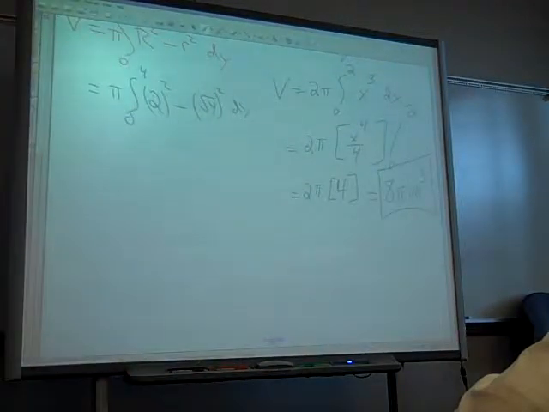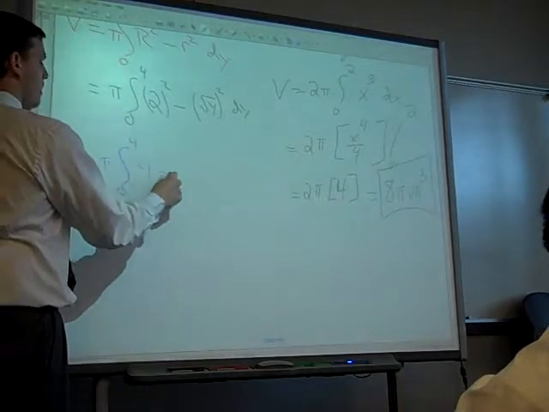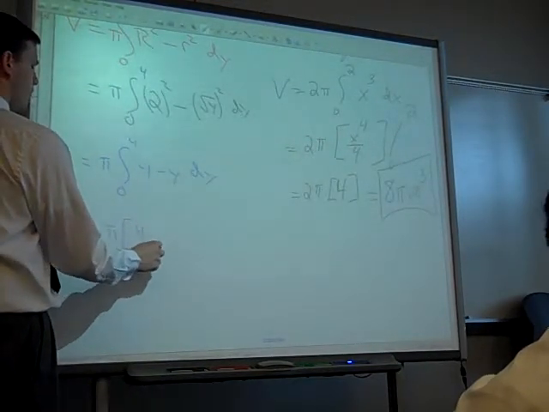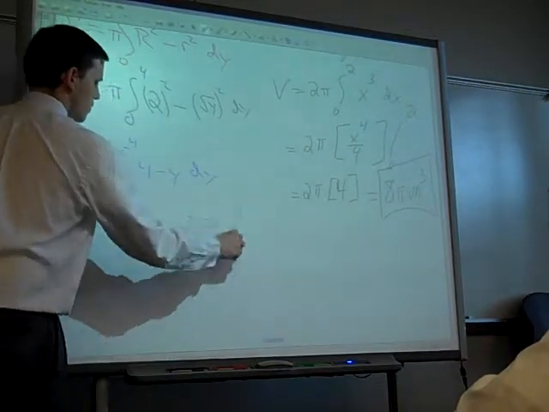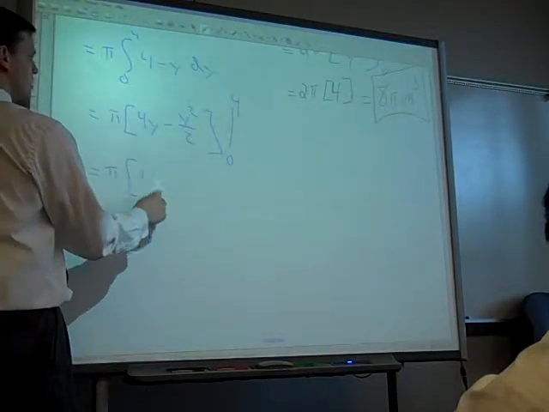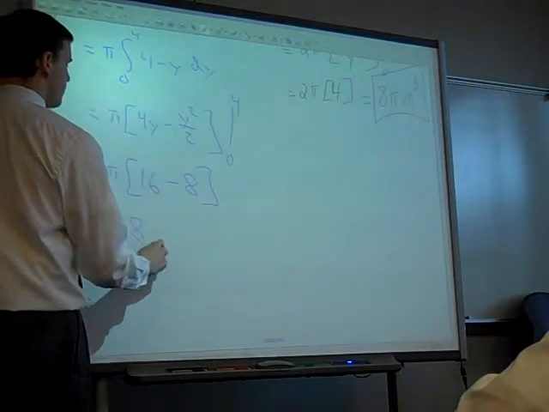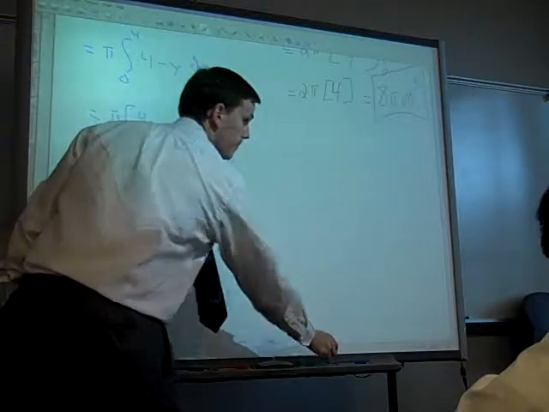Okay, so now we can solve this. This is pi, integral from 0 to 4 of 4 minus y dy, which is pi of 4y minus y squared over 2 from 0 to 4. So that's 16 minus 8. And look at that. Same answer, right?